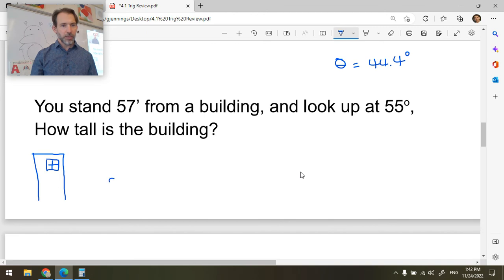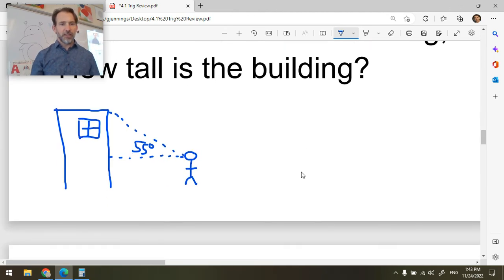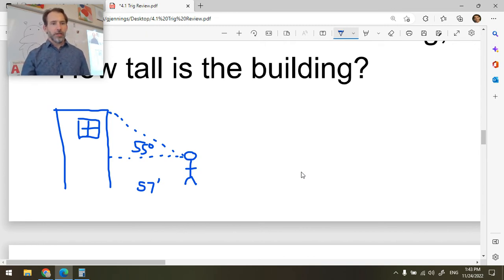So let's put me here. Okay, there I am. And here is my 55-degree angle. And I am 57 feet away. How tall is this building? Pretty tall. Guess.